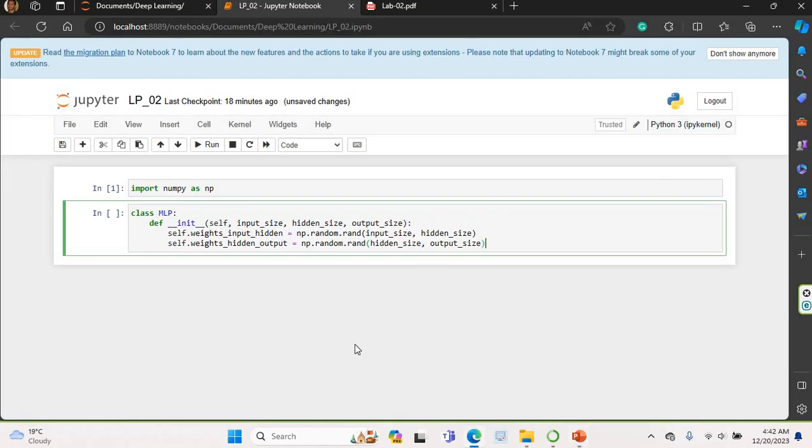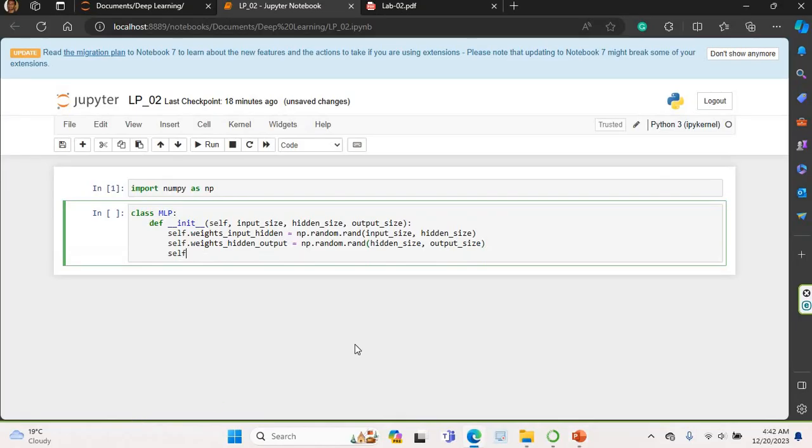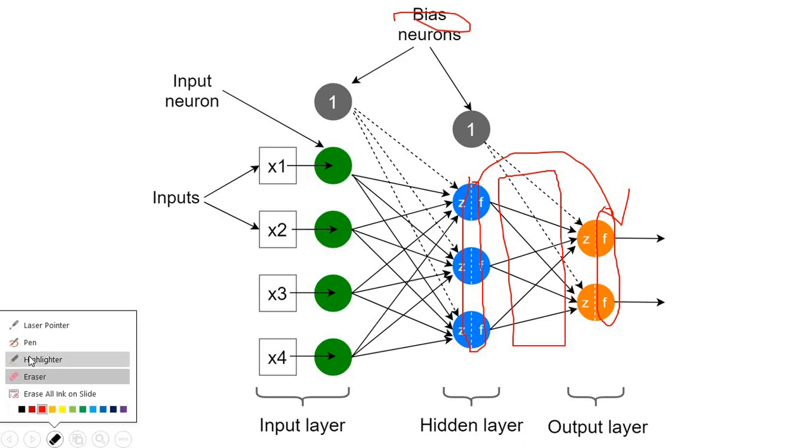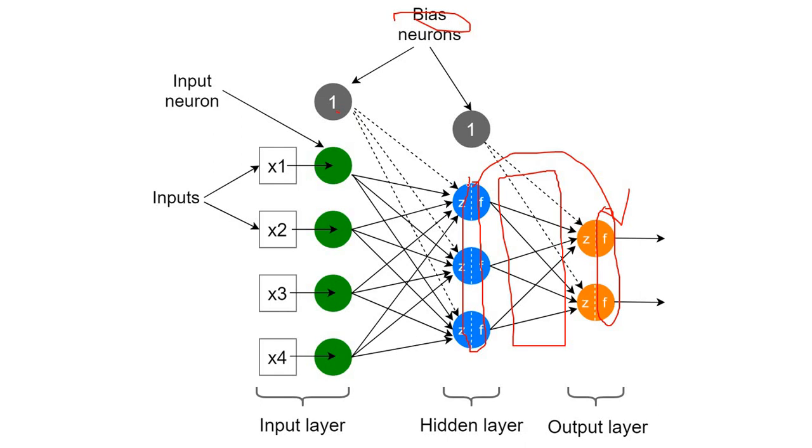Okay, so we will have another variable here. So now it's not weights, okay, it's bias. Okay, so now the bias is with the layer. So here we are having bias for this layer. So this is the input layer. So you can see that this bias is for this layer. Okay, so this is the hidden layer, and this bias is for the output layer.